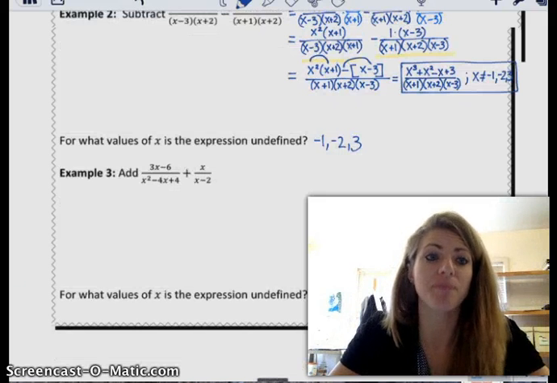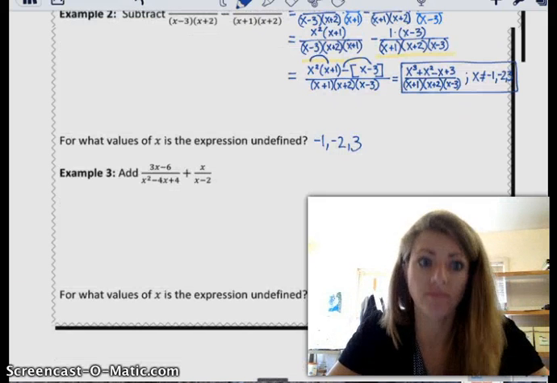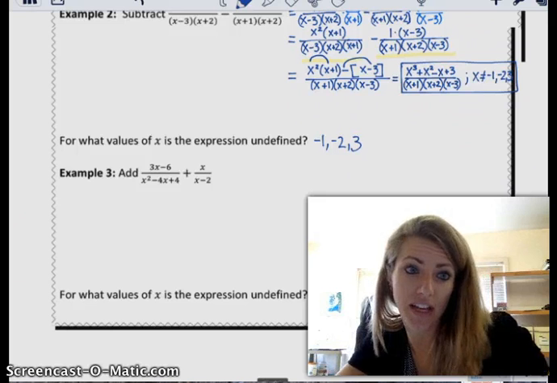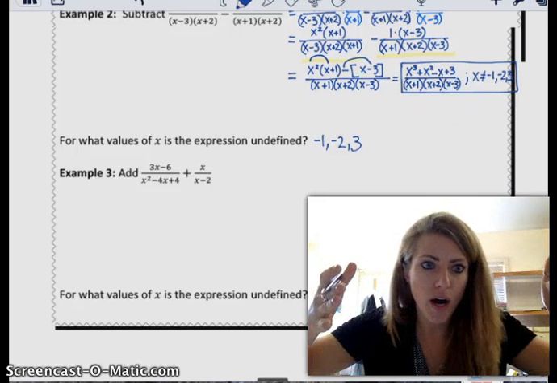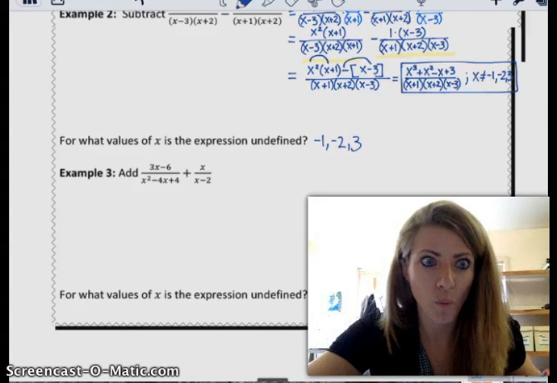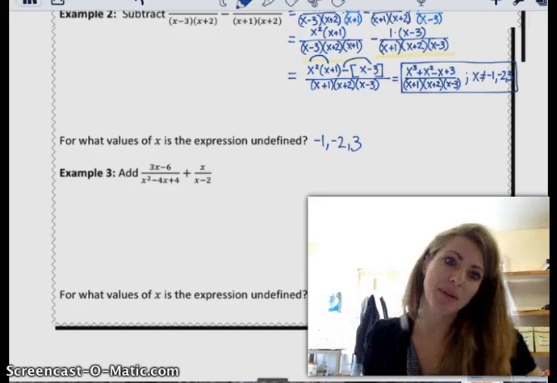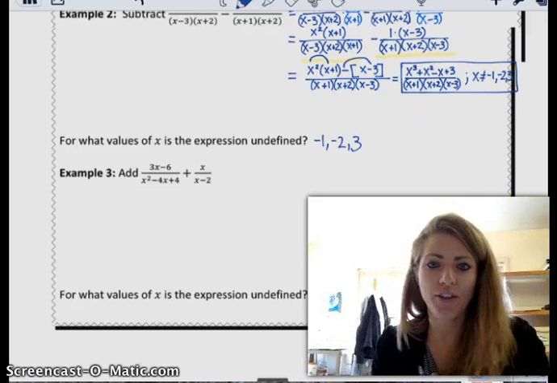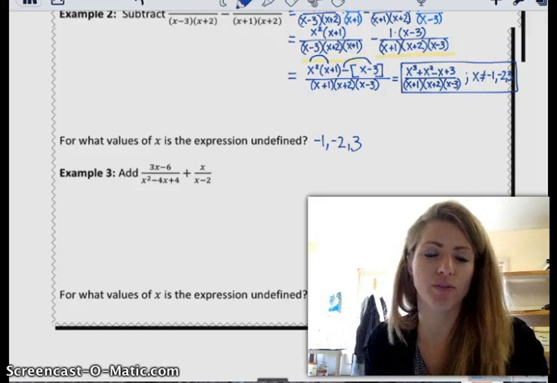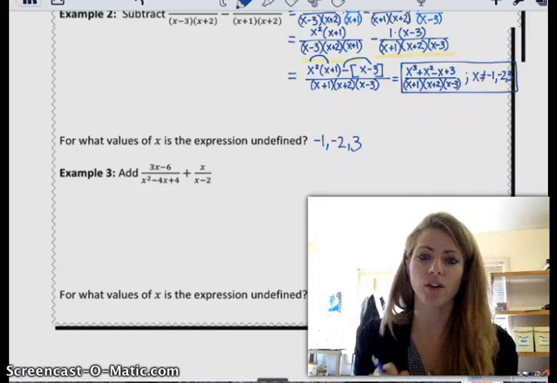Alright, last example. I say pause it, try it on your own, and then see how I do it. Pause! Okay, I'm going to move on. So, add (3x minus 6) over (x squared minus 4x plus 4), plus x over (x minus 2).